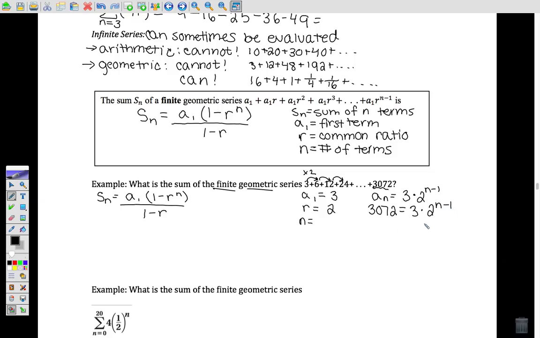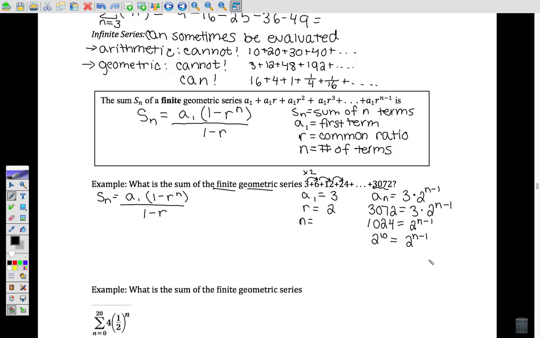So plugging in, if we divide both sides by 3, we would get 1024 equals 2 to the n minus 1. This next part takes a little thinking. You have to think about 2 to the what power gives you 1024. So you could just keep trying different powers of 2. It turns out that 2 to the 10th is the same thing as 1024. So I'm just going to rewrite 1024 as 2 to the 10th.